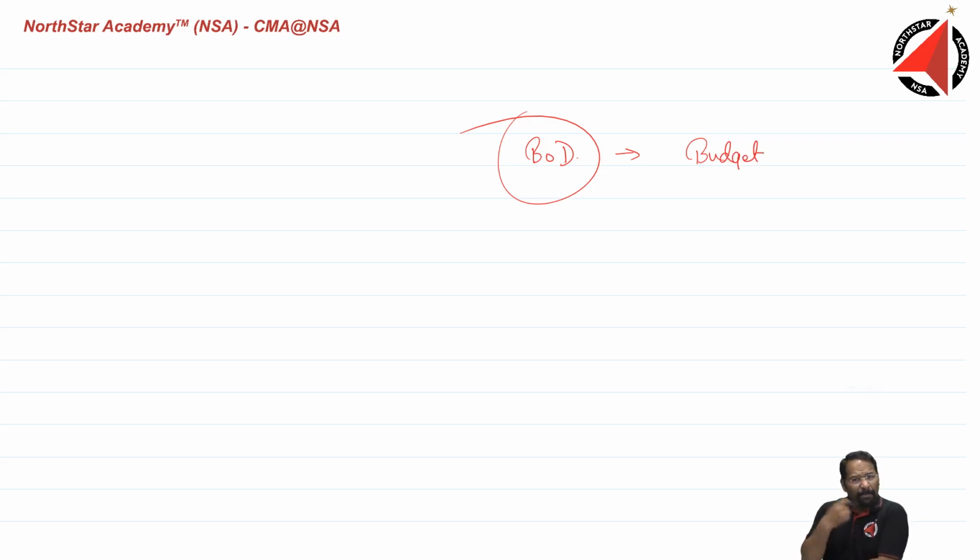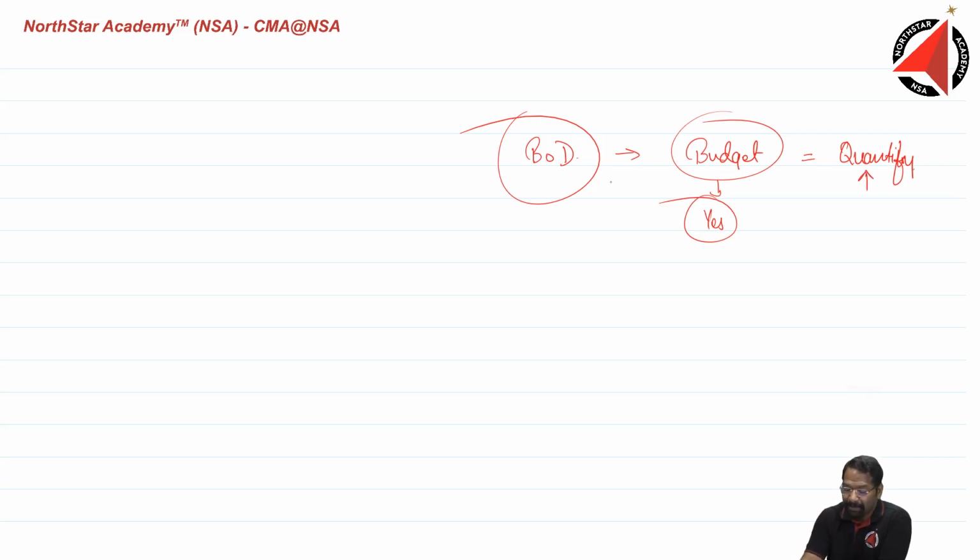Now, will a budget be presented for every item that the company wants to spend money on? Answer is yes, exactly. For every amount that the company wants to spend, the budget has to specify it. Not just specify, it has to quantify it, because approval has to be quantified. How much money do you need? That money has to be quantified and presented to the board of directors for approval.